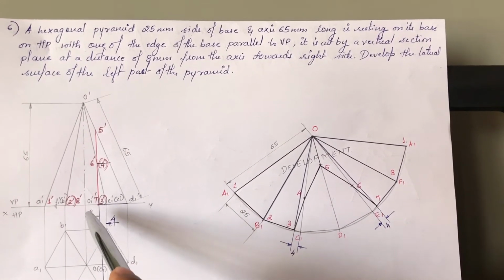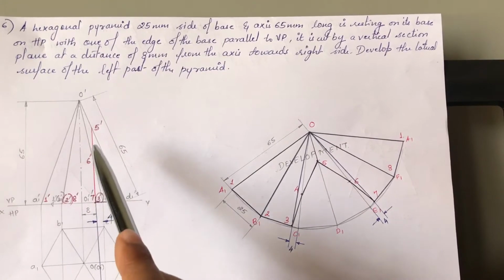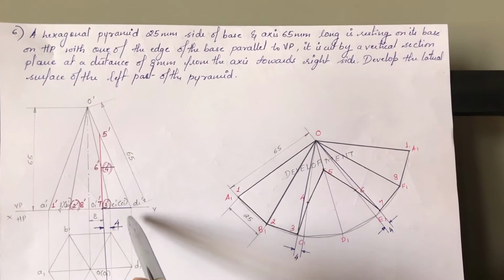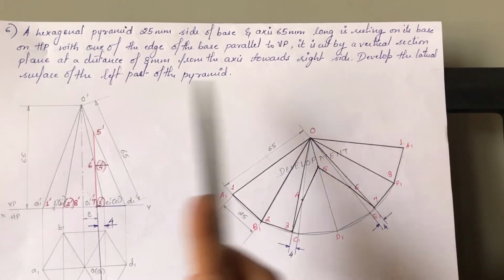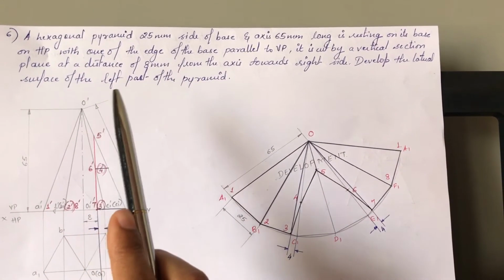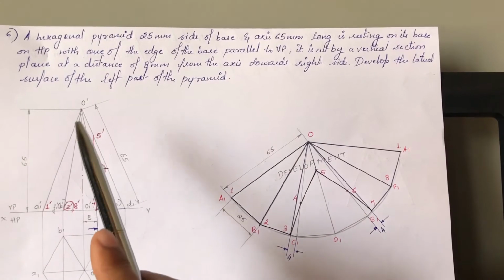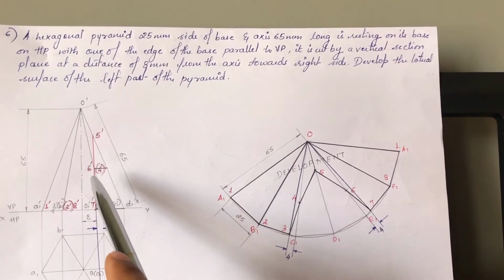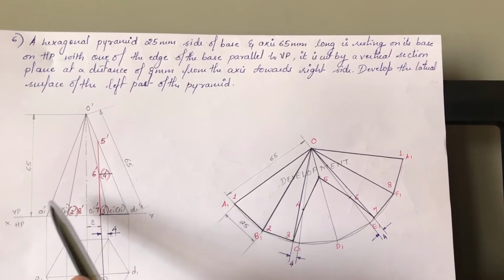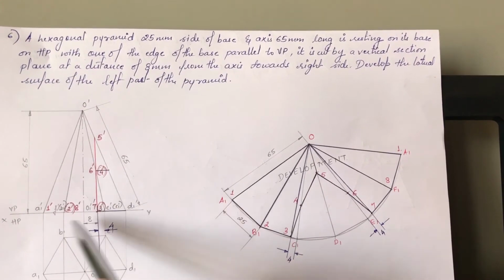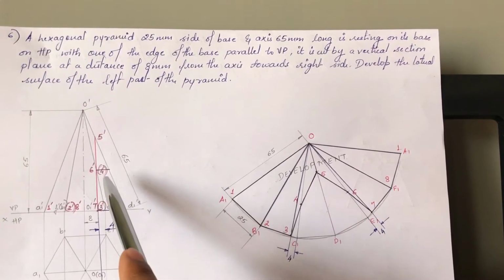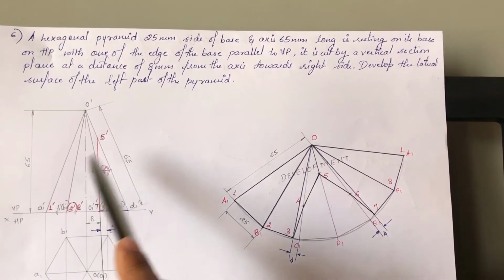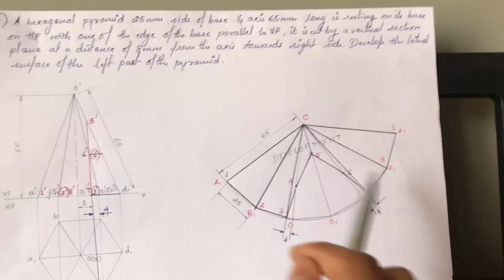That is, 8 mm from the axis, you have to draw a vertical line on the right side of it, not on the left side but on the right side of the axis, and then you have to develop the lateral surfaces of the left part of the pyramid. That means everything on the left side of this sectioning should be developed. That is as good as saying this pyramid is cut at this portion, this part is removed, and only this remains. You have to show how this will look. So let us go for development.